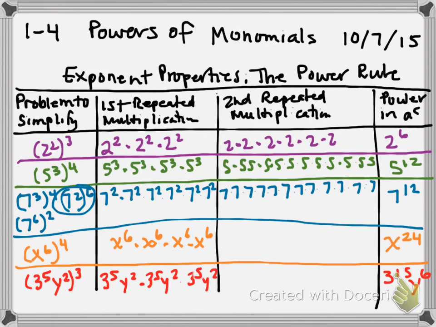Now, what's interesting is when I do the first repeated multiplication, I've actually turned it into the product rule. The product rule said, when I multiply bases that are the same base, what do I do with the exponents? What did we talk about on Monday? I would add. So I would have 2 plus 2 plus 2 is 6. 3 plus 3 plus 3 plus 3 is 12. 2 plus 2 plus 2 plus 2 plus 2 plus 2 is 12. 6 plus 6 plus 6 plus 6 is 24, and so on.